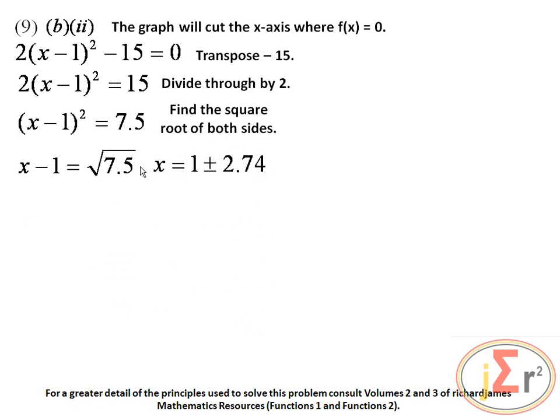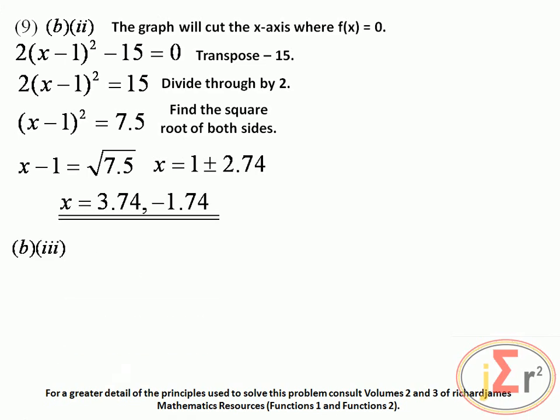Finally, of course, we have to eliminate the 1 from this side, so this negative 1 will be a positive 1 on the other side, and of course the square root of 7.5 is positive or negative 2.74. Do not forget that when the square root exists, it exists in pairs, 1 positive and 1 negative. So the values of x will be 1 plus 2.74, which will give us 3.74, and 1 minus 2.74, which will give us negative 1.74.